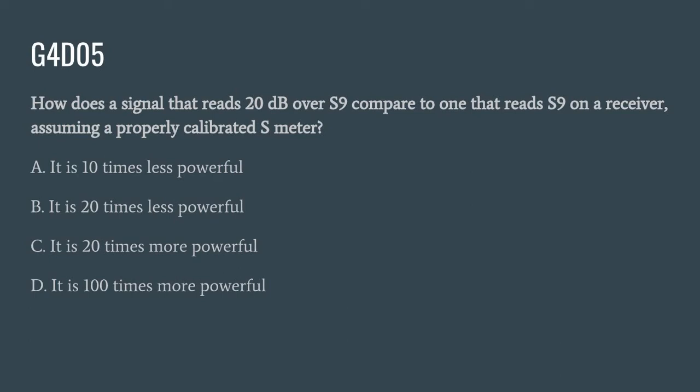G4D05. How does a signal that reads 20 dB over S9 compare to one that reads S9 on a receiver, assuming a properly calibrated S meter? A. It is 10 times less powerful. B. It is 20 times less powerful. C. It is 20 times more powerful. D. It is 100 times more powerful. Correct answer is D. It is 100 times more powerful.